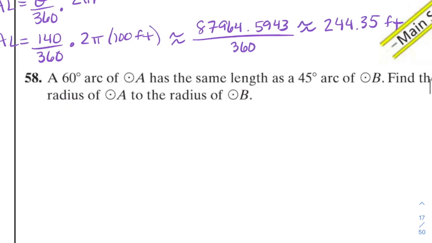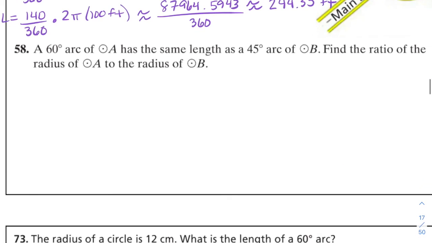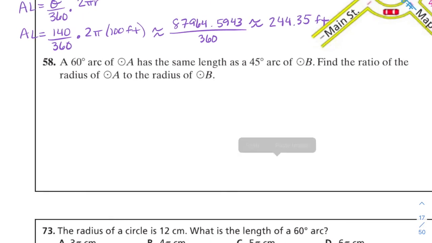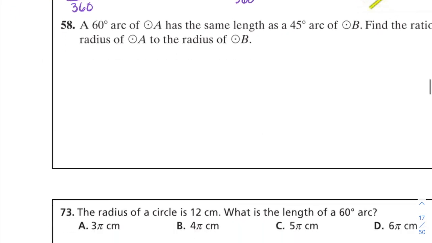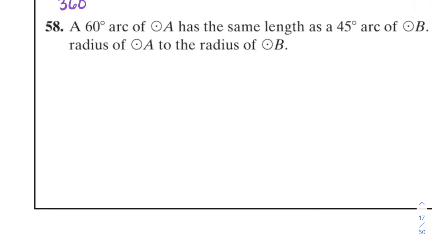All right. A 60-degree arc of circle A has the same length as a 45-degree arc of circle B. Find the ratio of the radius of circle A to the radius of circle B. So here we don't even need to draw the circle.